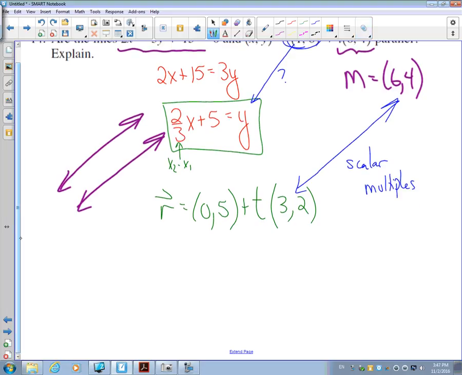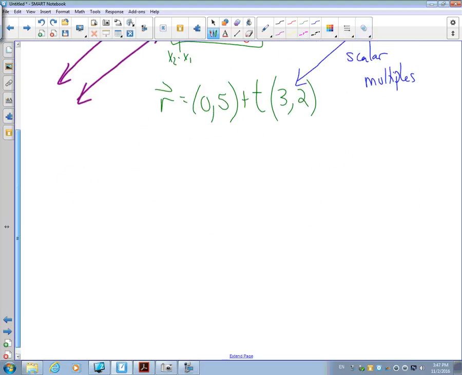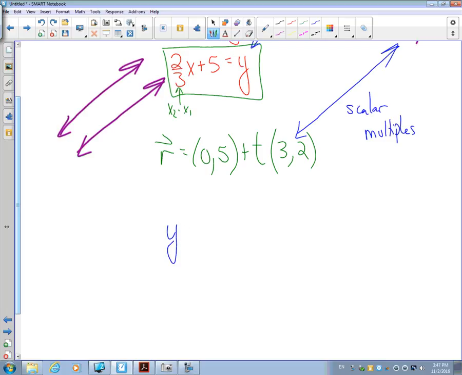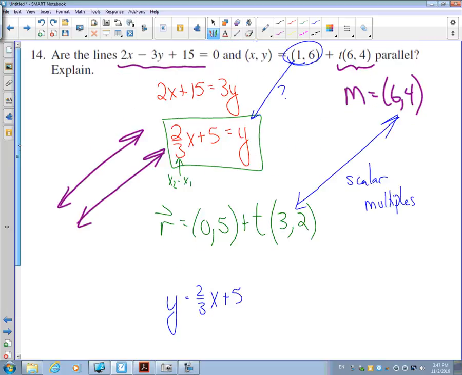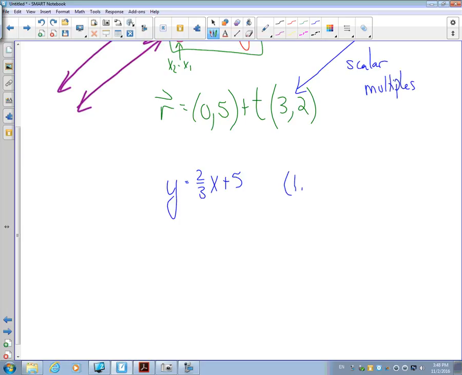Well, if it is, okay, so my line was, just writing them down again here, y equals 2/3 x plus 5. I'm going to check the point 1, 6. Well, if this point's on this line, then when I substitute in for x and y, the left side should equal the right side. So if I do this, I get 6 on one side, 2/3 times 1 plus 5 makes what? 5 and 2/3. Well, those are definitely not equal.